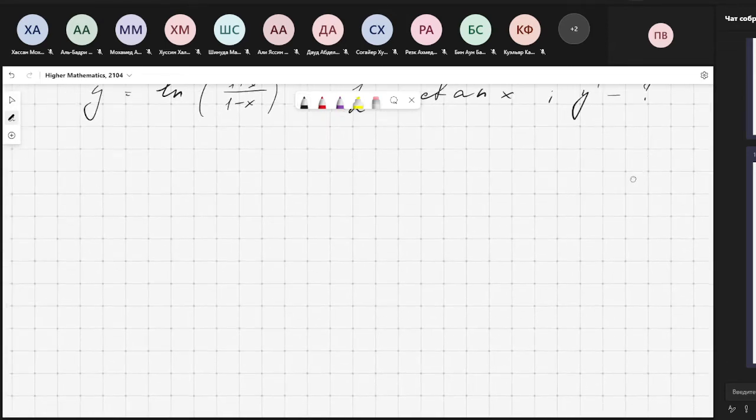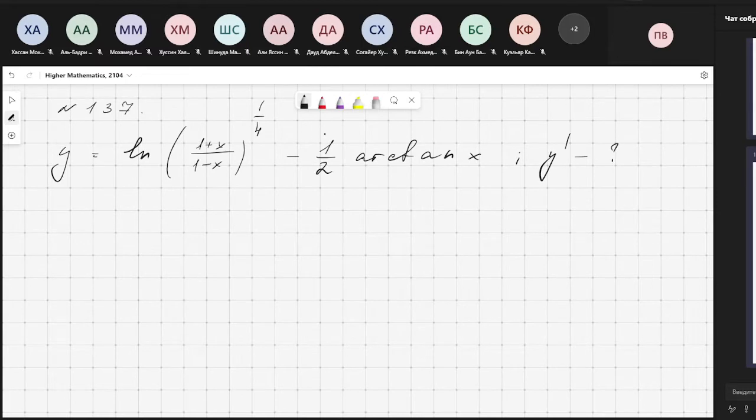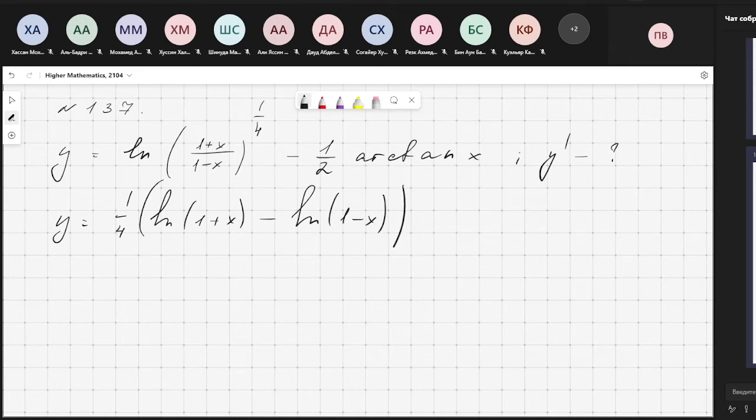Firstly, maybe easiest, for the natural logarithm I can use the degree of logarithm, times logarithm, as a property. Y is 1 over 4 times the natural logarithm of 1 plus x minus the natural logarithm of 1 minus x, minus 1 over 2 arctangent of x.